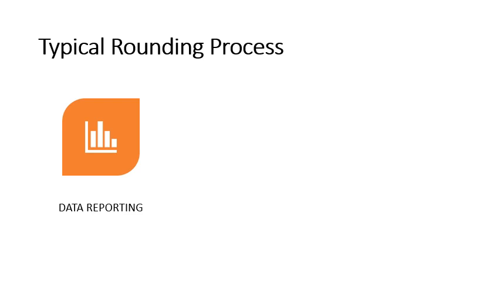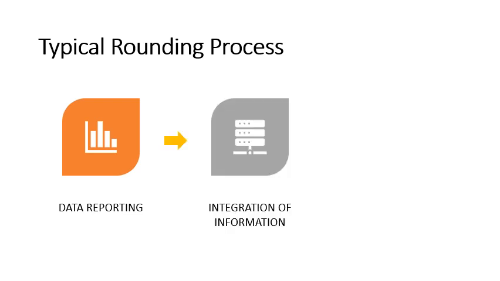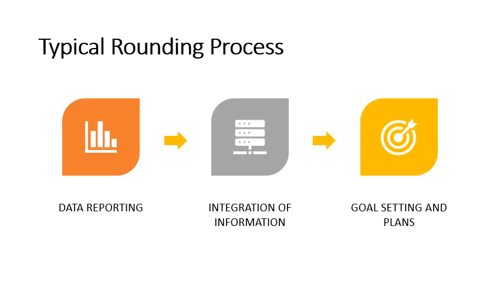The typical rounding process involves three basic steps. First, there is a data reporting phase where team members involved update the rest of the team on their progress. This data is then integrated into an overall impression and a shared mental model. Finally, the next steps are identified by defining short-term goals and plans to achieve them.